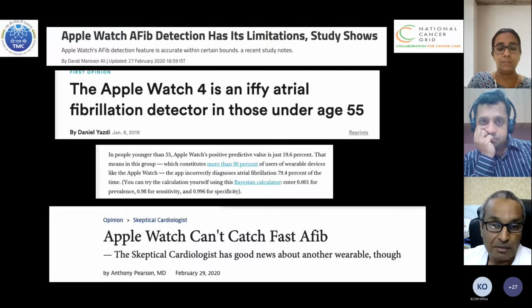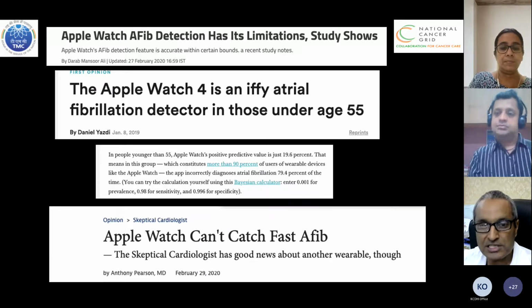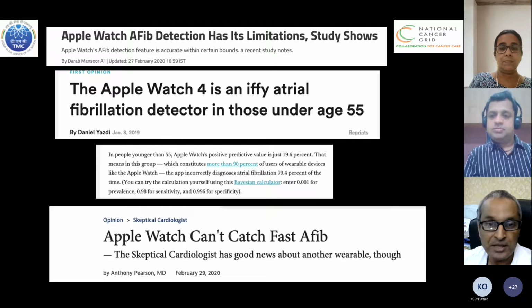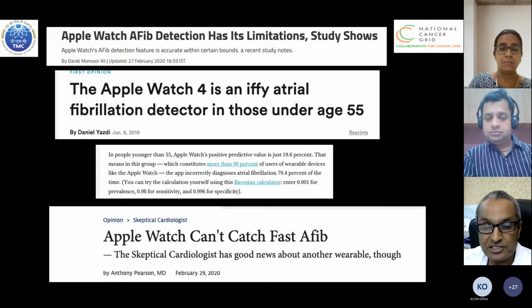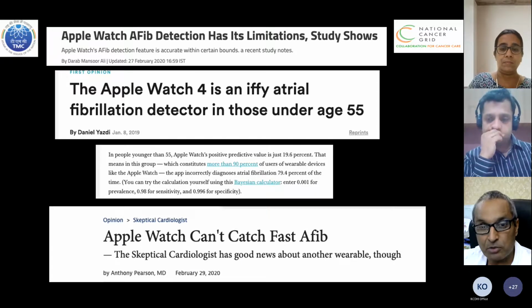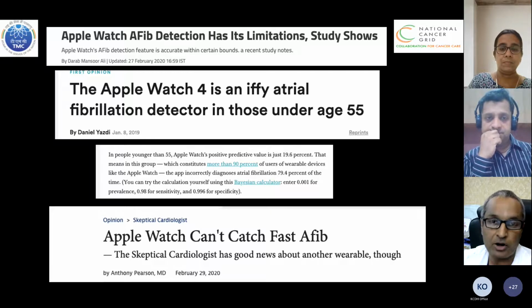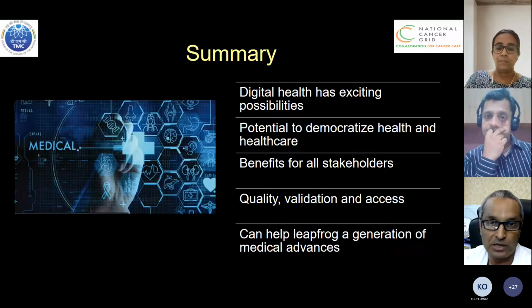And again, newer studies show that when your heart rate is over 120, which is a more risky kind of atrial fibrillation, the Apple Watch just can't catch it. So not only is the validation process important and needs to be robust, but following them up in the real world also is extremely important. And this is something that I will harp upon because this is something which is not done when most newer technologies are adopted in the real world.